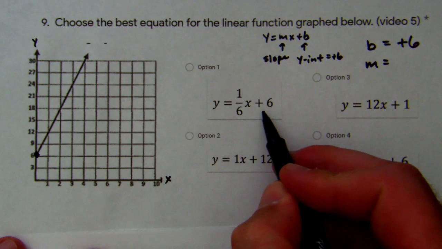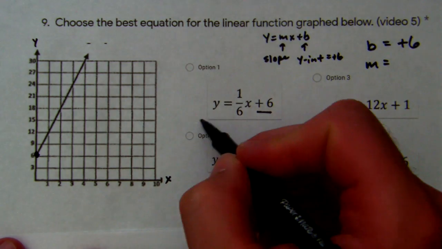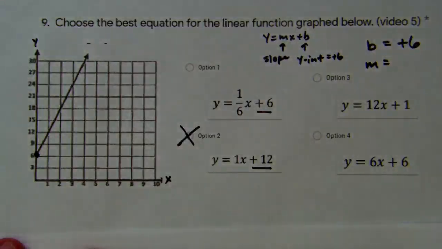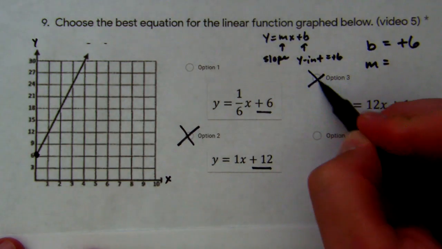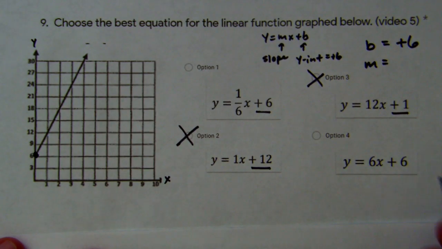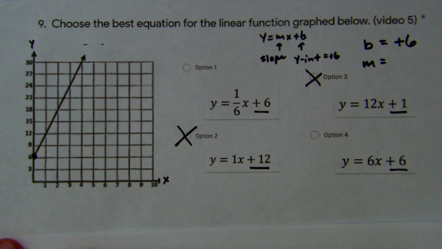Option 1 has a plus 6. Perfect. Option 2 has a plus 12. Well, it's not plus 12, it's plus 6. Option 3 has a plus 1. We know it's not that one because it's got to be plus 6. Option 4, plus 6. So we have narrowed it down to 2 options.